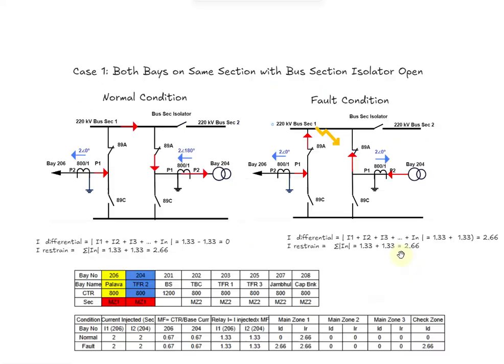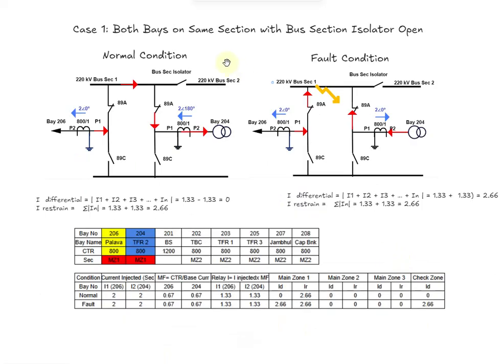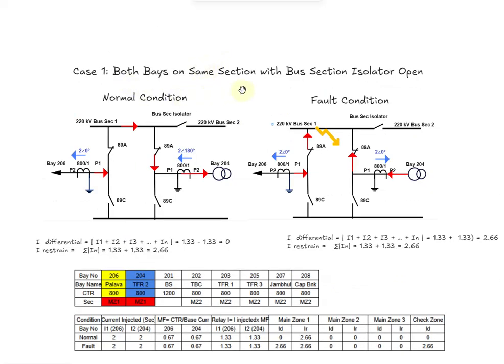So this was the first condition, case 1, where both bays are on the same section with bus section isolator open. In the remaining videos we'll see other cases, like both bays on the same bus with bus section isolator closed, and one bay on bus 1 and the second bay on bus 2 with bus section isolator open. In the third case, one bay on bus 1, one bay on bus 2 with bus section isolator closed. Then in the fifth case, one bay on bus section 1, another bay on the transfer bus. We'll see all the cases one by one in other videos.